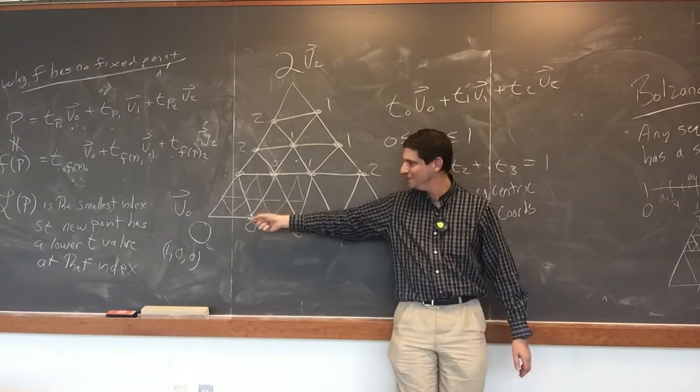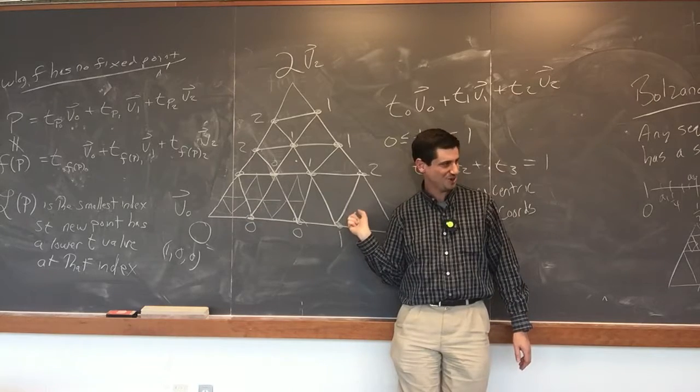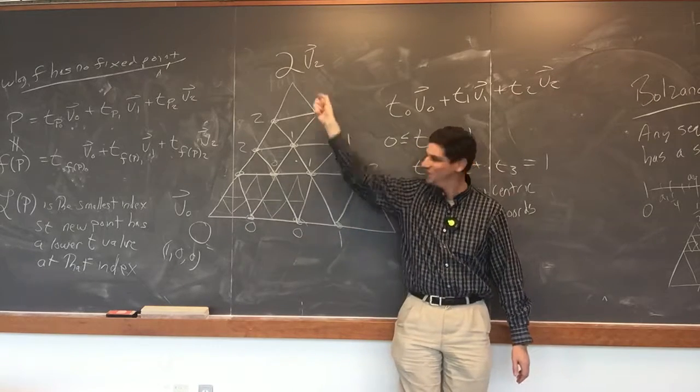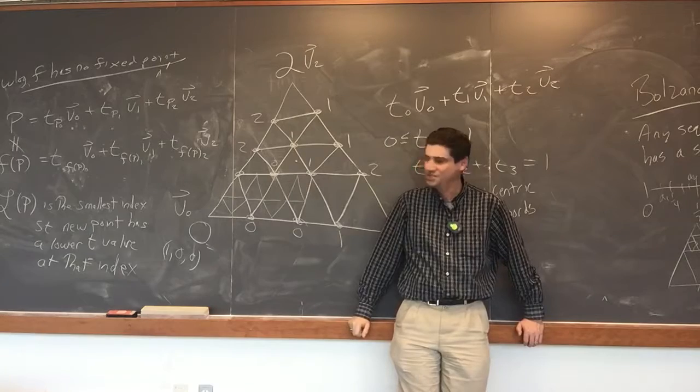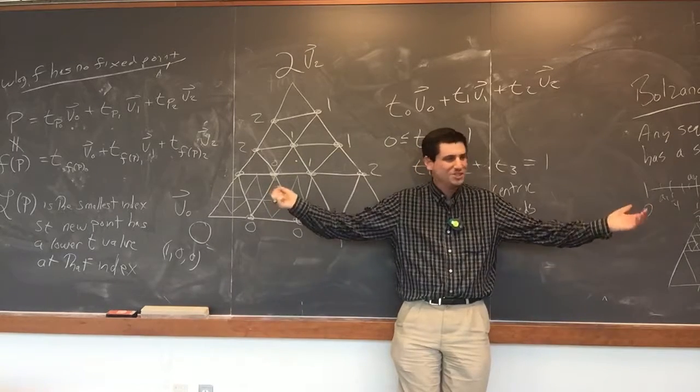So what this tells us is that we label the bottom with 0s and 1s. We label this with 1s and 2s. We label this with 0s and 2s. We're in the setting of Sperner's lemma.